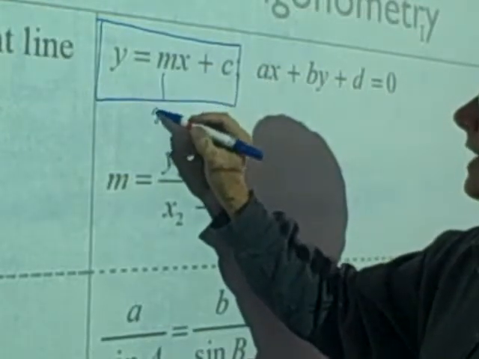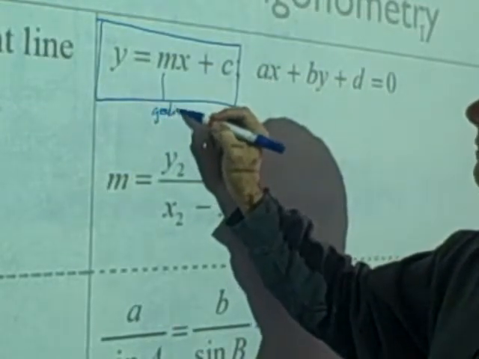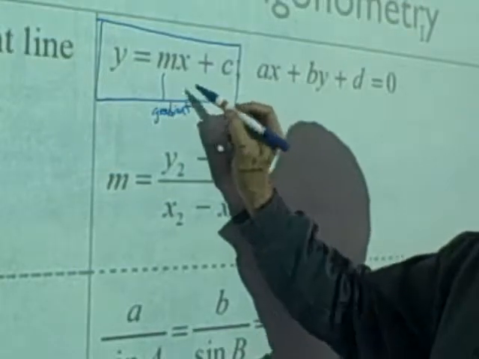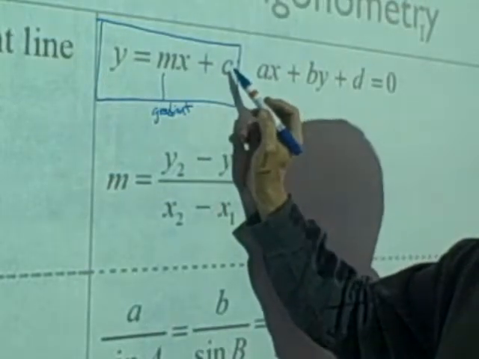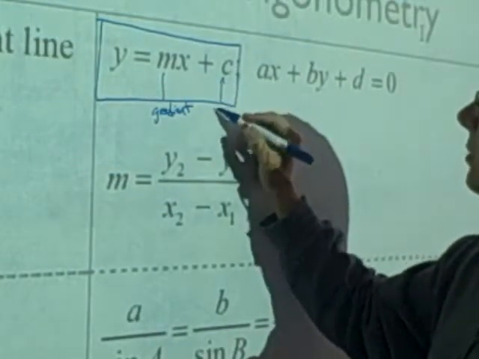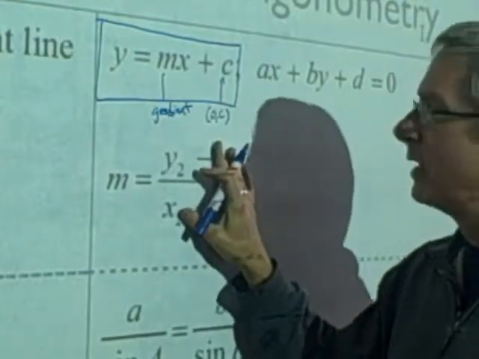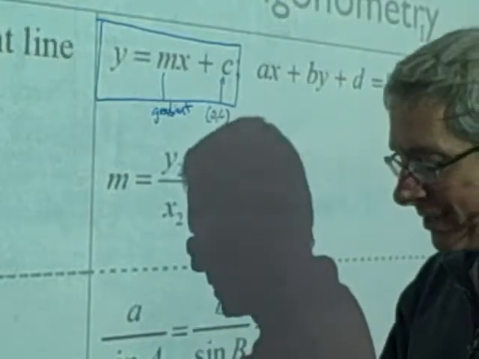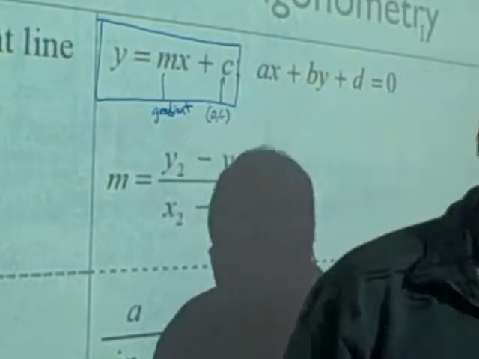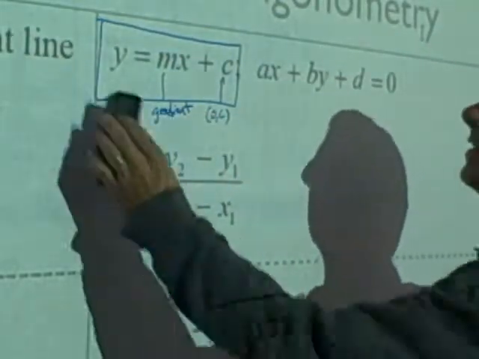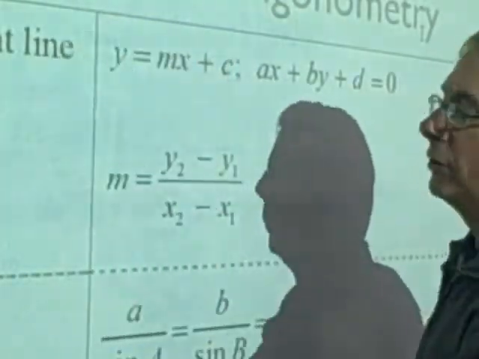This is the gradient. And if you look at it, then if you put 0 in for x, you're going to get y equals c. So what this tells you is that the point 0, c is on the graph, and that's the y-intercept. So this is also known as slope-intercept form. Y equals mx plus c. Let me erase these lines. And now we'll look at some problems.